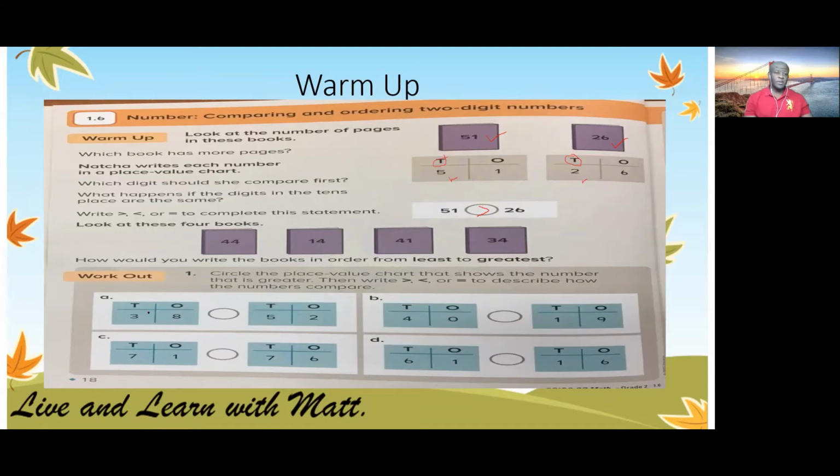We write greater than, less than, or equals to compare numbers.